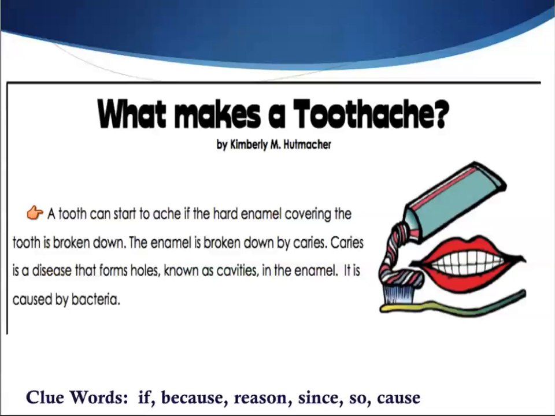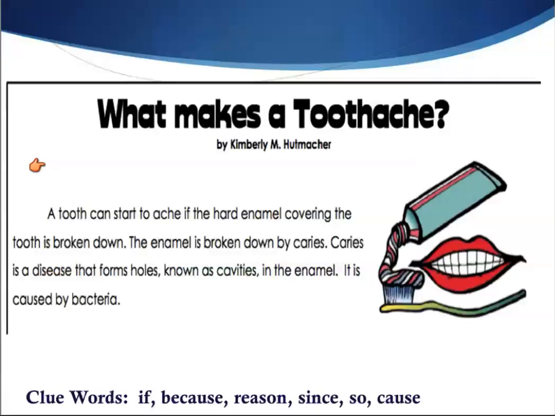A tooth can start to ache if the hard enamel covering the tooth is broken down. The enamel is broken down by caries. Caries is a disease that forms holes, known as cavities, in the enamel. It is caused by a bacteria. Did you see a clue word?